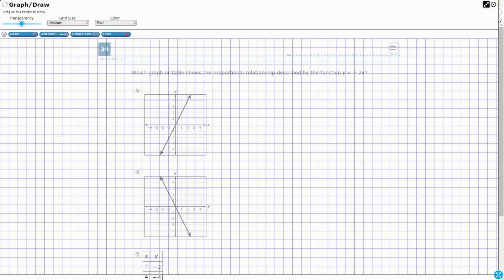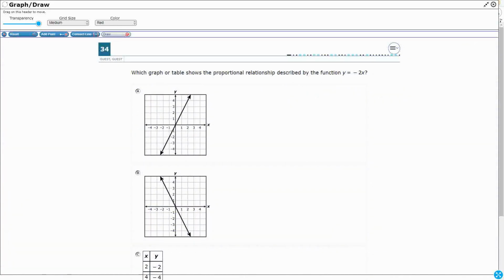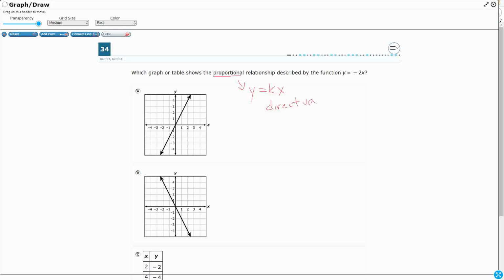All right, so let's see if we can learn a little bit about this. When we have a proportional relationship, this should let us know that it's going to be in this y equals kx form, right? That direct variation. The reason we know that is because proportional relationships go through the origin. So they don't have a plus b. There's no y-intercept. So it's just going to be y equals kx, which is what we have right here, right? So this negative 2 is going to be our constant of proportionality.